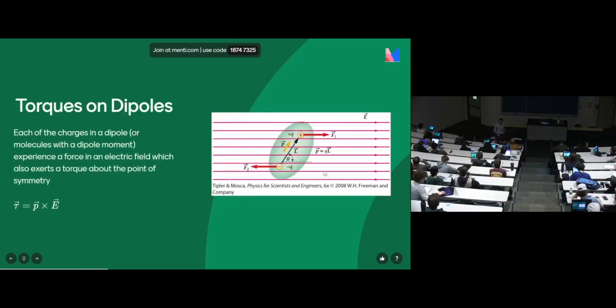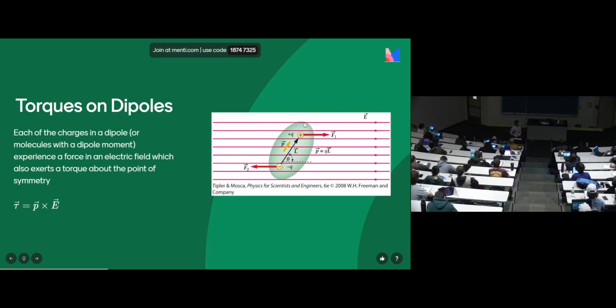And the reason that this is important is because now if we drop this dipole moment into an electric field, then what we expect is that the electric force on the positive charge is going to be in the direction of the electric field. The electric force on the negative charge is going to be opposite the direction of the electric field.